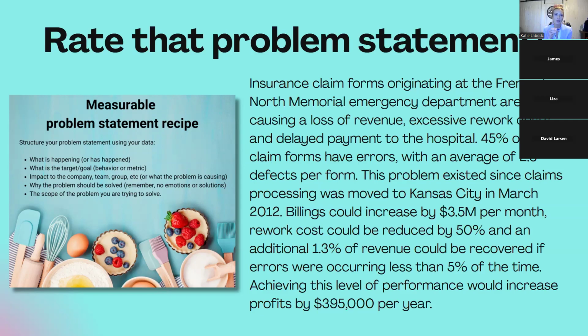So loss of revenue, do they talk about revenue in there? Yes. Do they talk about what the loss was? Not exactly. Rework costs, they said billings could increase 3.5 million per month. Rework costs be reduced by 50%. But what are they now? And what are the rework costs? So again, not bad, great foundation. Let's just clean it up a little bit and move on.